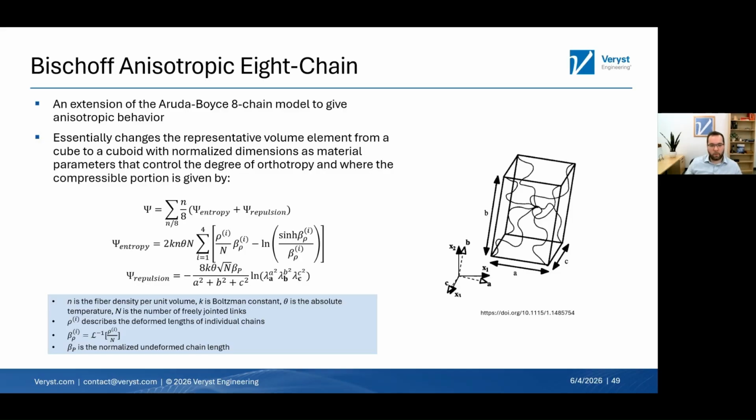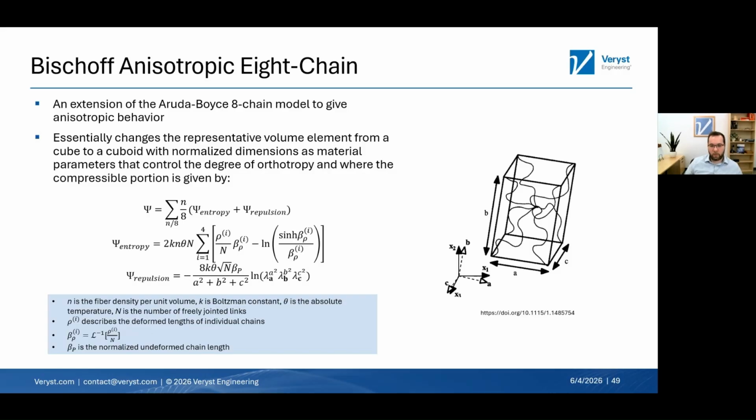And so the Arruda-Boyce model has a representative volume element that's a cube describing the 8 polymer chains. What this does is extend that out to a cuboid with normalized dimensions as material parameters, and that controls the degree of anisotropy. By changing the length of those dimensions, you change the length of your polymer chains and therefore the stiffness in each direction. The strain energy function is broken up into entropic and repulsion terms.